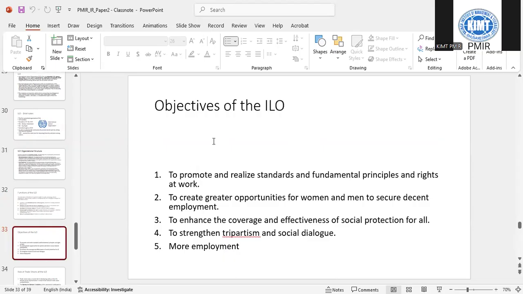The main objective is to promote different standards, different rules, different principles, to promote and realize standards and fundamental principles and rights at work. In a workplace, if you have different standards, different rules and regulations, ILO is to promote that to the employee, to create greater opportunity for women.